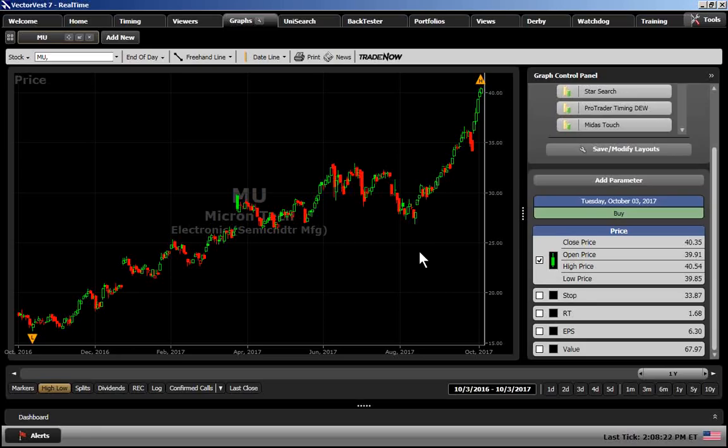Remember, I'm not using market timing in this sense. This is one of the few times where you will not use market timing to get in and out of individual stocks. I'm timing the stocks using technical indicators.